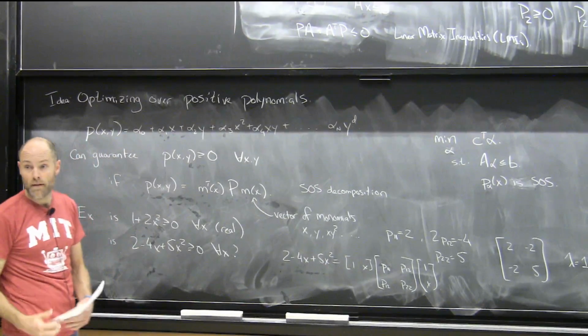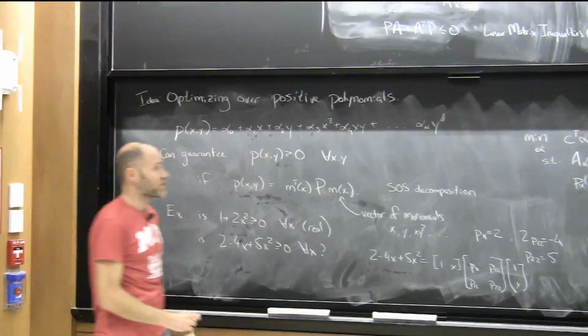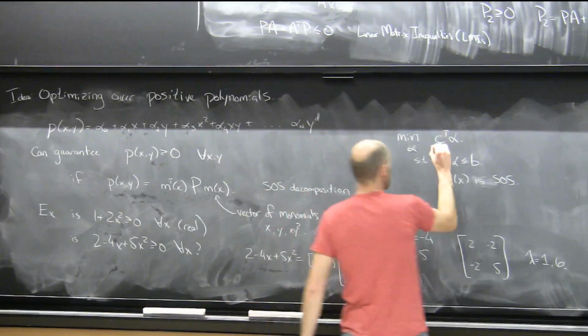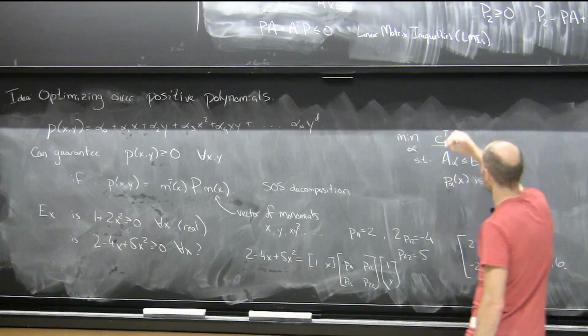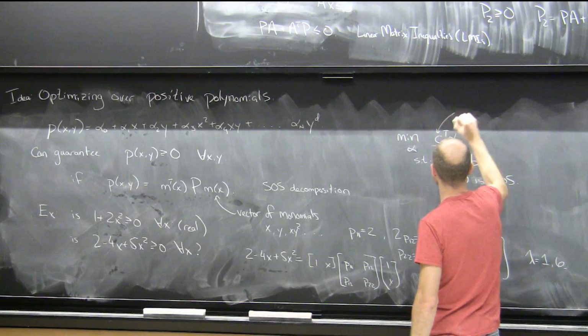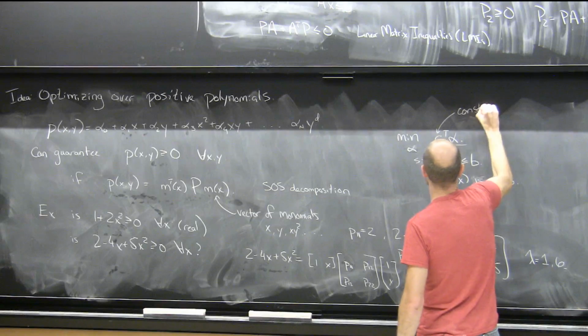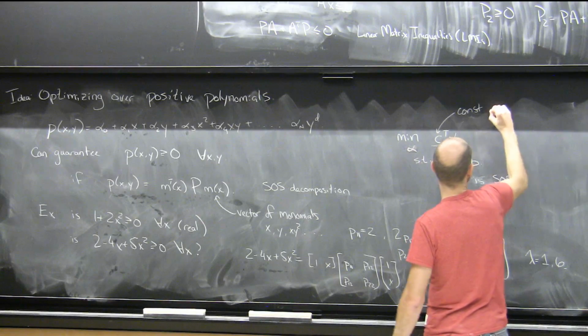Yes? What is C in this case? C is the cost function, so you're allowed to have any linear objective. These are just constant cost terms. It's like my Q and R matrix in LQR.